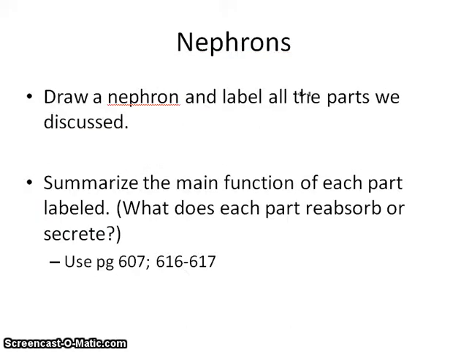All right, here's my challenge to you. If you can draw a nephron and label all of the parts that were discussed here, you'll be in good shape for this chapter. If you draw those parts and then summarize what each one of them does, if it's reabsorbing or secreting or filtering, you will be so much better off when you try to take the final exam, because this is a very important part of this chapter. I encourage you to use page 607 and then also the big drawing on 616 to 617. That will help immensely.